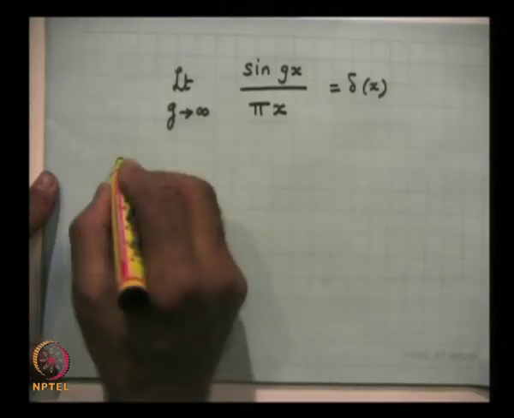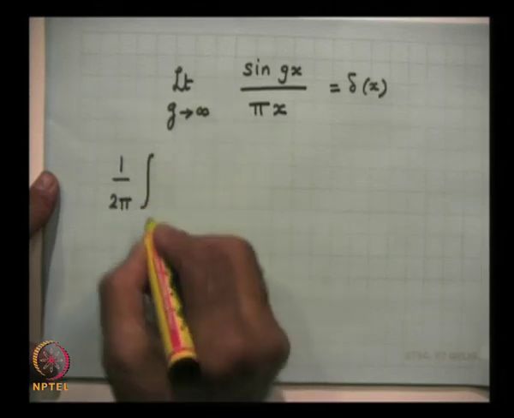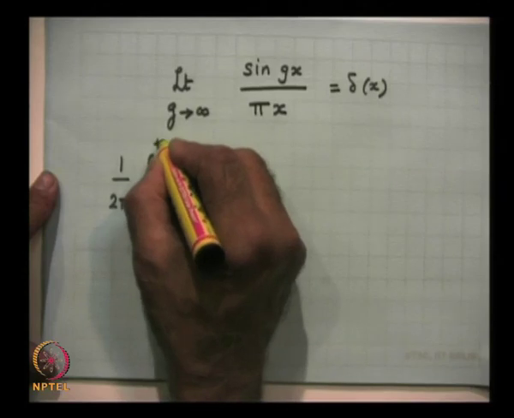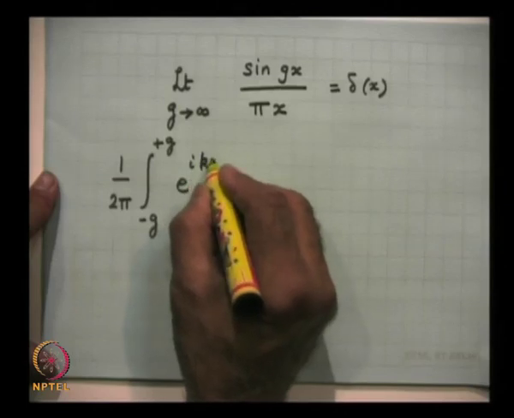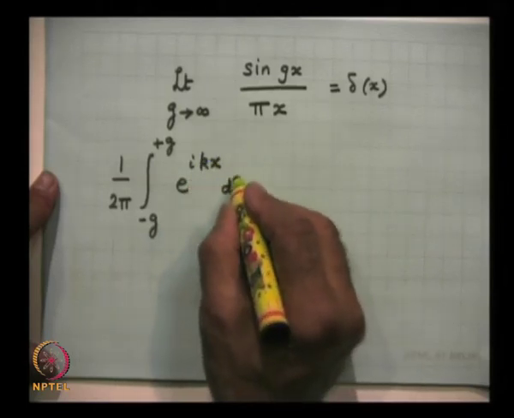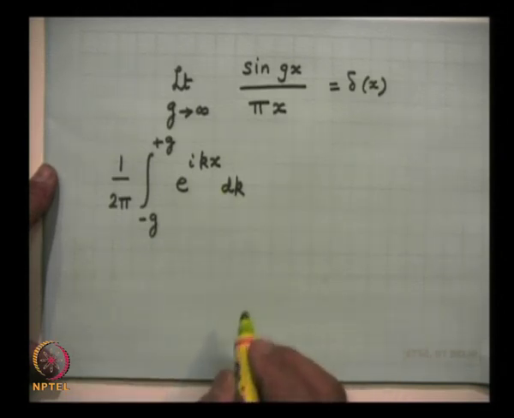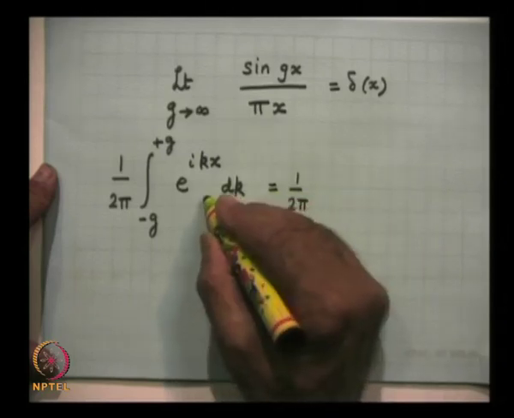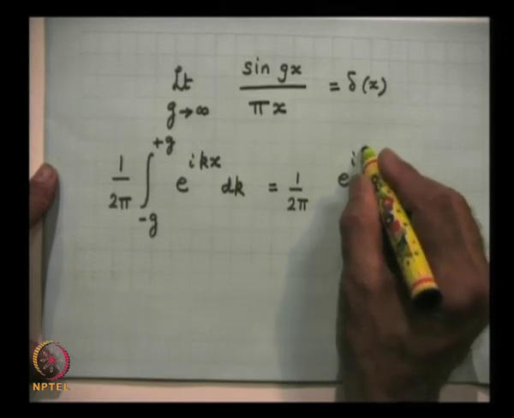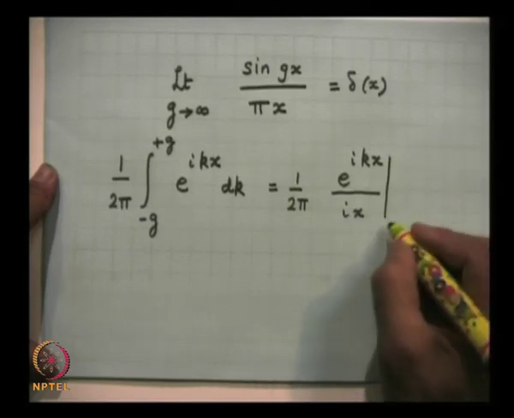If I integrate a function like this, 1 over 2 pi, consider the definite integral from minus g to plus g of e to the power of plus i k x or minus i k x, it does not matter, multiplied by dk. So, I carry out the integration over k and the function is e to the power of i k x. The integral is very simple: 1 over 2 pi, and if I integrate this with respect to k, I get e to the power of i k x divided by i x from minus g to plus g.